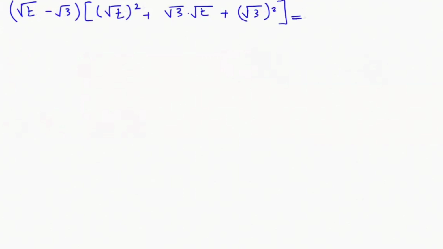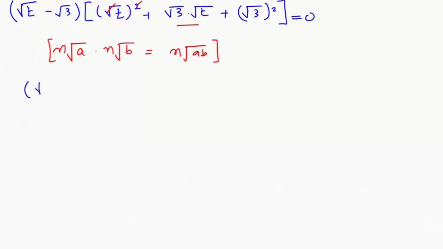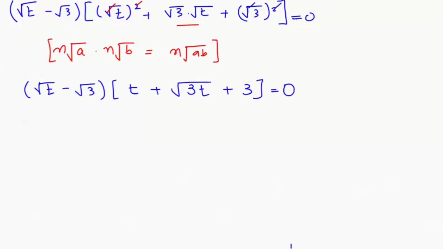equals 0. Now the squares and roots cancel, and I apply the radical rule, that is, nth root of a times nth root of b can be written as nth root of a times b. So this turns to (root of t minus root of 3) times (t plus root of 3t plus 3, since the root squared cancels and 3 is remaining) equals 0. Now we get two cases.